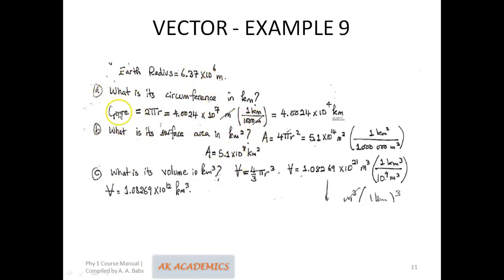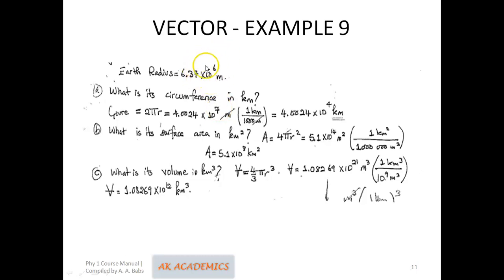So the first question, the circumference will be given as 2 pi r, which will now be equal to 2 multiplied by pi. You know that our pi is 22 over 7. So 2 times pi is going to be 44 over 7. You do know that this is our r. 44 over 7 multiplied by 6.37 will give you 4.204 times 10 raised to power 7 at the end of the day. This is very important.